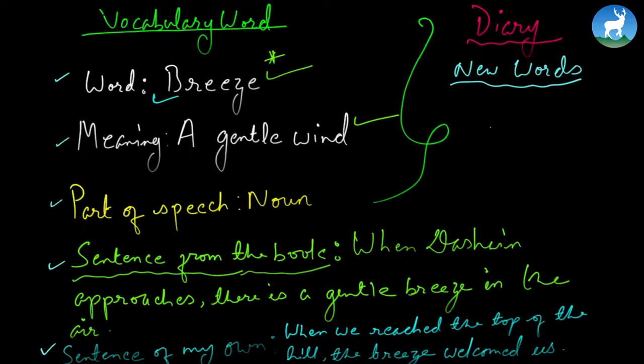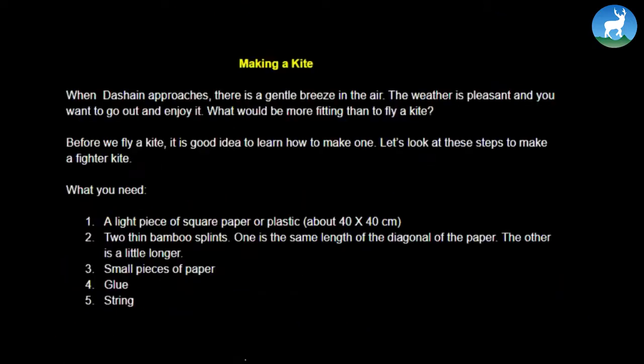Okay, so now let's move further and read the chapter. Making a kite. When dusk approaches, there is a gentle breeze in the air. Remember the sentence which I just made? See, I got that sentence right from here. Okay, the weather is pleasant and you want to go out and enjoy it. What would be more fitting than to fly a kite? Before we fly a kite, it is a good idea to learn how to make one. Let's look at these steps to make a fighter kite.